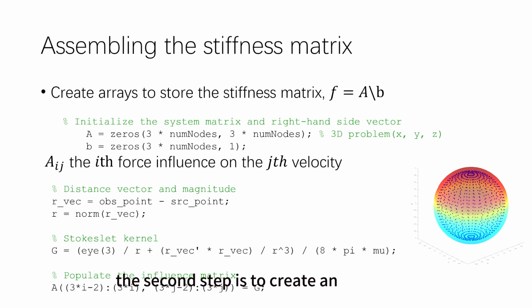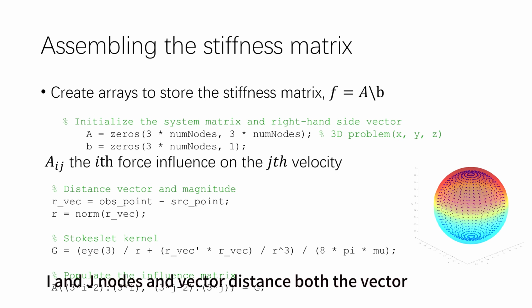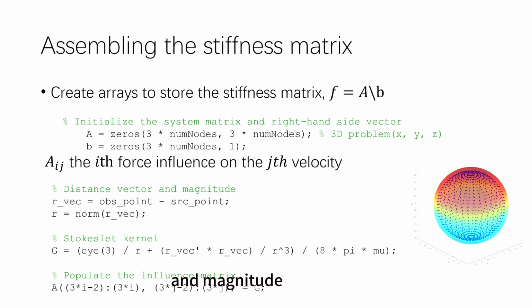The second step is to create an array to store the stiffness matrix and the load vector. Remember that we will solve the linear system AF equals B, where B is the boundary condition, that's the velocity at each boundary node. Each element Aij represents the force at node i's influence on node j's velocity. This is just the Green's function for Stokes flow, but we will calculate the distance between the i and j nodes and the vector distance, both the vector and the magnitude.